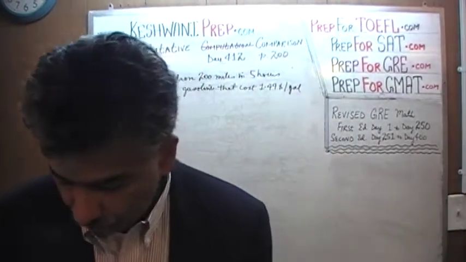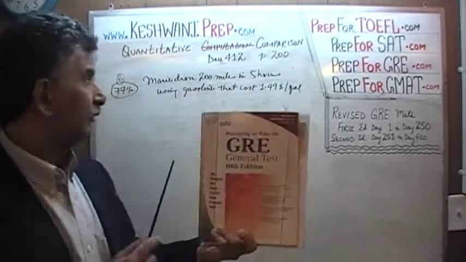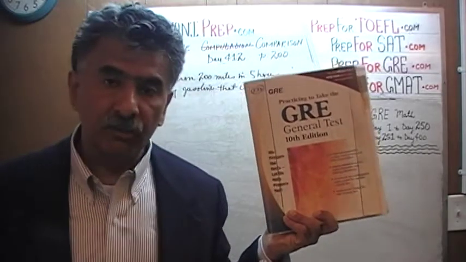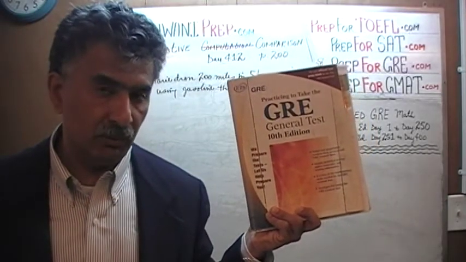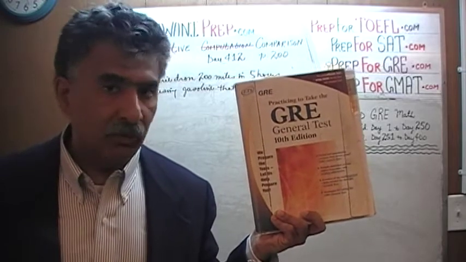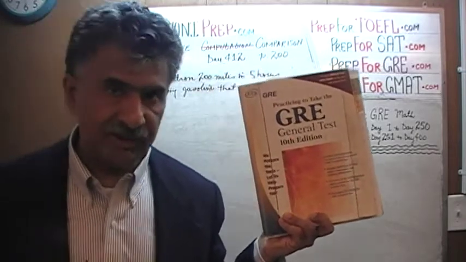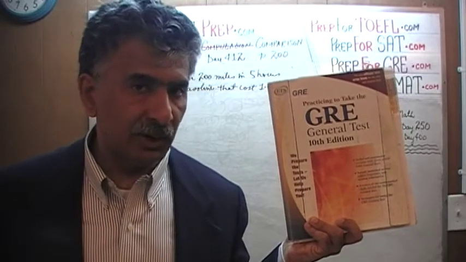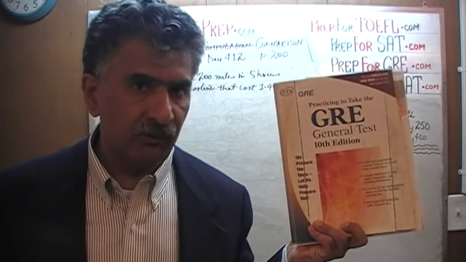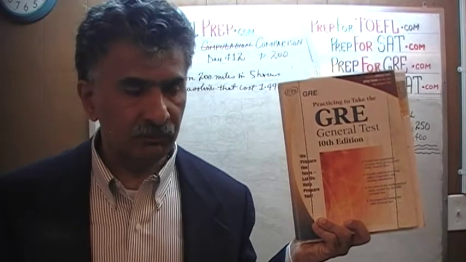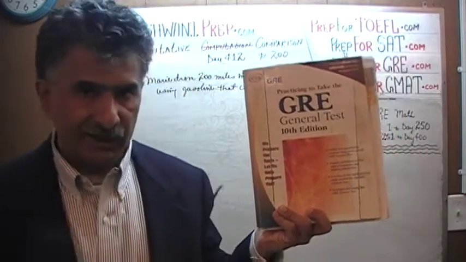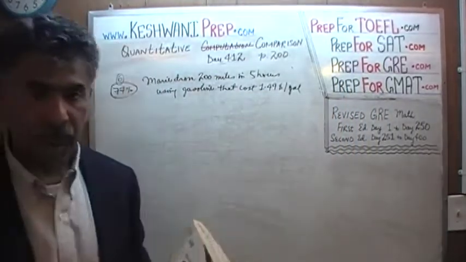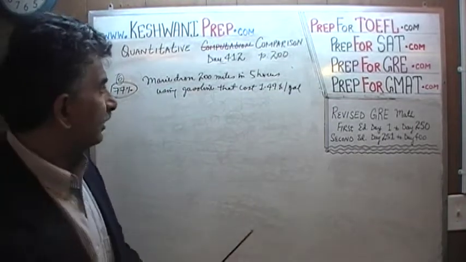Right now, we are doing quantitative comparison questions. Quantitative comparison questions out of this book here, the 10th edition of the general GRE, the old version. Why? Because the other two books that I just showed you, the revised GRE, the first edition and the second edition that ETS has come out with, do not contain enough practice problems for the quantitative comparison questions. So to get some extra practice, we started doing some quantitative comparison questions from this book from day number 401. Right now we are on day number 412 and we are on page number 200.